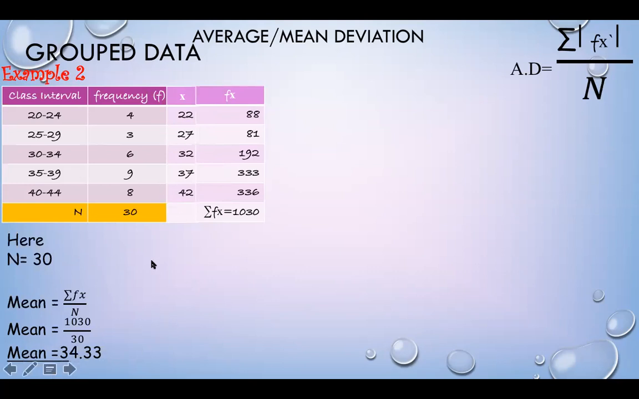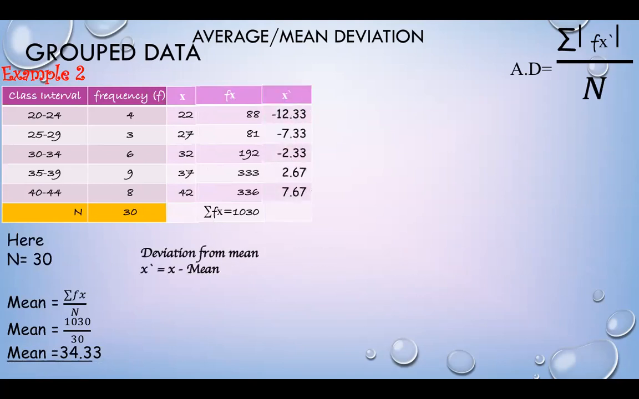Now we have to find the deviation of each score from this mean. What is the score here? Here our score is the midpoint of each class interval. We have to find the deviation of each midpoint from the mean. So to find this, we have to write the midpoint minus mean: 22 minus 34.33, and the same is the case with all the midpoints. Here you can also see that some of these deviations are negative and some are positive.